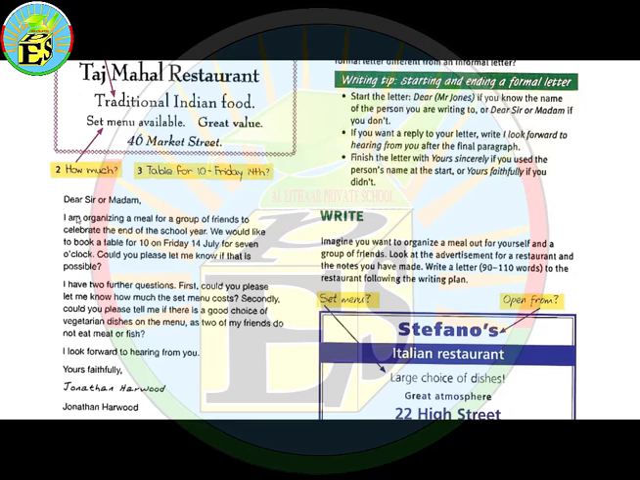Then you have to write and organize your ideas in two different paragraphs, and you have to end the letter with "Yours faithfully" or "Yours sincerely." Well, when do we use yours faithfully or yours sincerely? We use yours faithfully when we don't know the name of the person. Look at the beginning of this message. It starts with "Dear Sir or Madam," so we don't know their names.